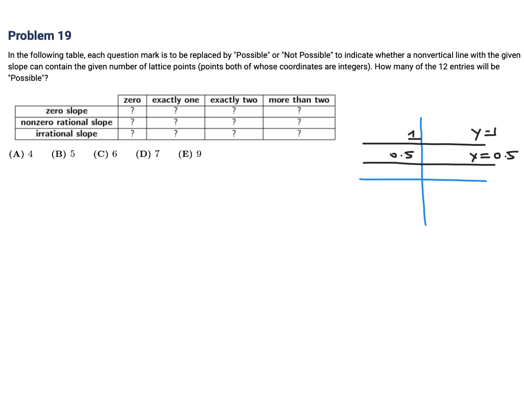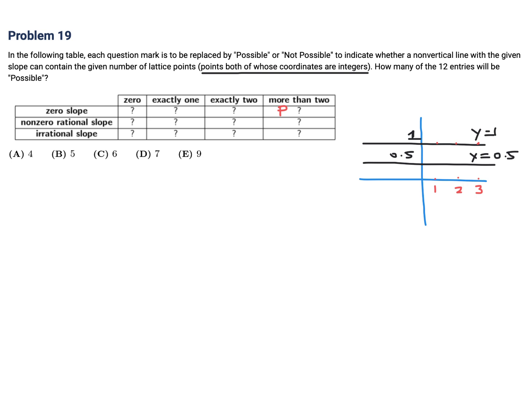First of all, lattice points is nicely defined there. Both coordinates are integers. Well, let's just concentrate on one of these lines at a time. Let's just look at the y equals 1. If y equals 1, then the x value could be 1, it could be 2, it could be 3, and so on. So you have a whole bunch of lattice points on that y equals 1. So this is possible. So I'll put P for possible. You can have them infinite.